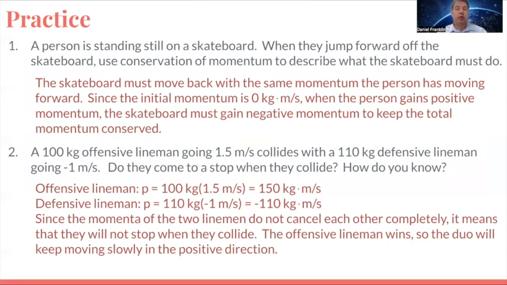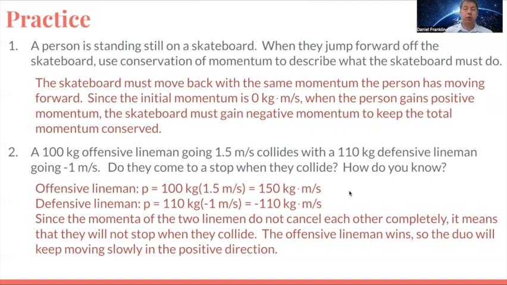So practice 1. A person is standing still on a skateboard. When they jump forward on the skateboard, use conservation of momentum to describe what the skateboard must do. So if I'm on a skateboard and I jump forward, what's the skateboard going to do? It's going to go backwards because my momentum before was 0. So it has to stay 0. So when I jump forward, okay, I now have momentum going this way. That means the skateboard has to have momentum going that way. Okay.